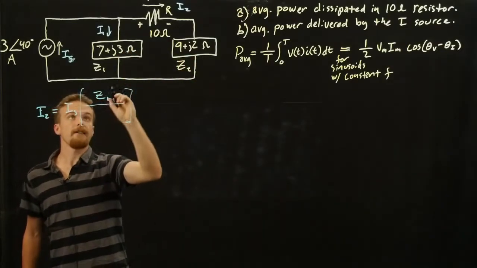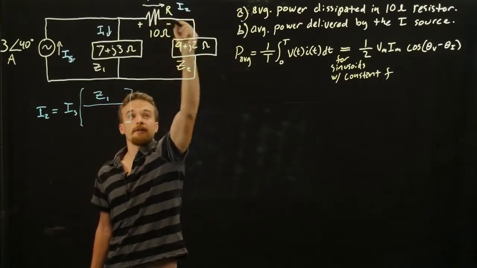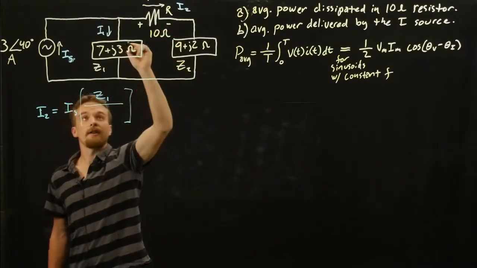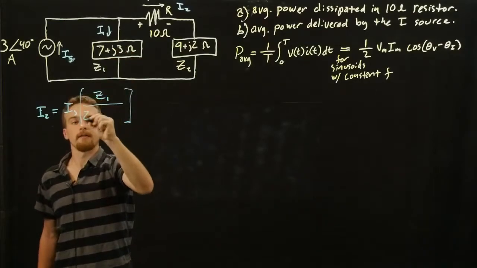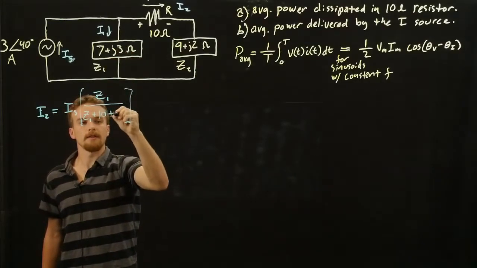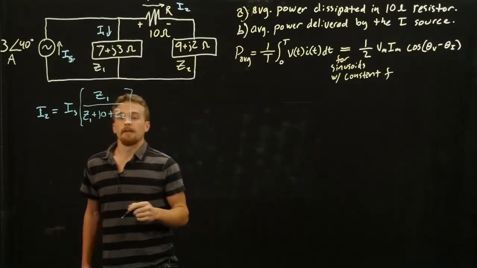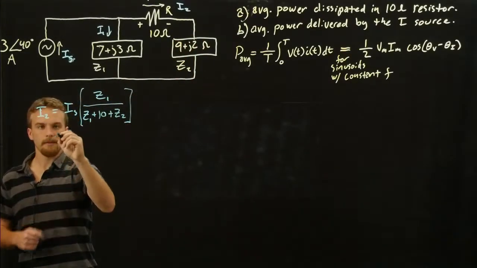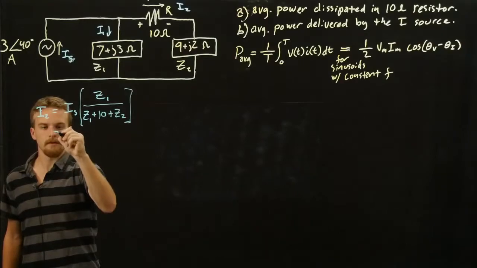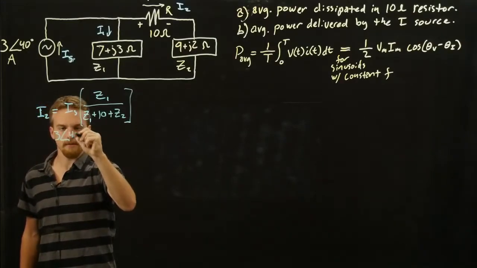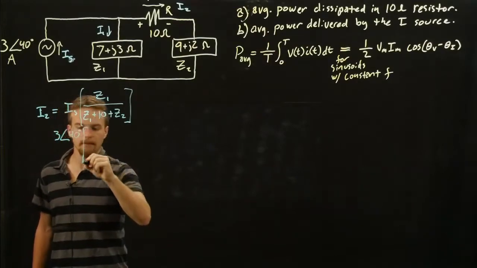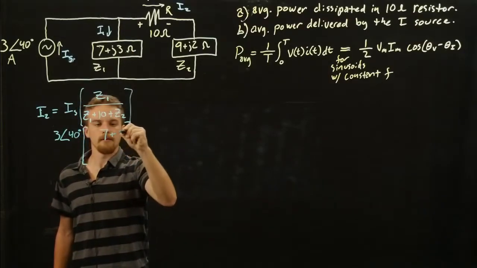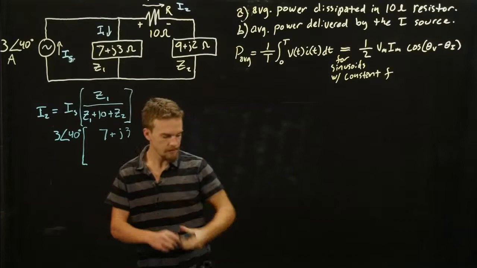How are we going to do that? This resistor and this impedance are in series, so we can just add them together to get the total resistance for this branch. Then we add that number to this, so we'd have Z1 plus 10 plus Z2. That will give us the value of I2. So let's expand this out some. What is IS? IS has a magnitude of 3 and a phase shift of 40 degrees. We want to multiply that by Z1, which is 7 plus j3.